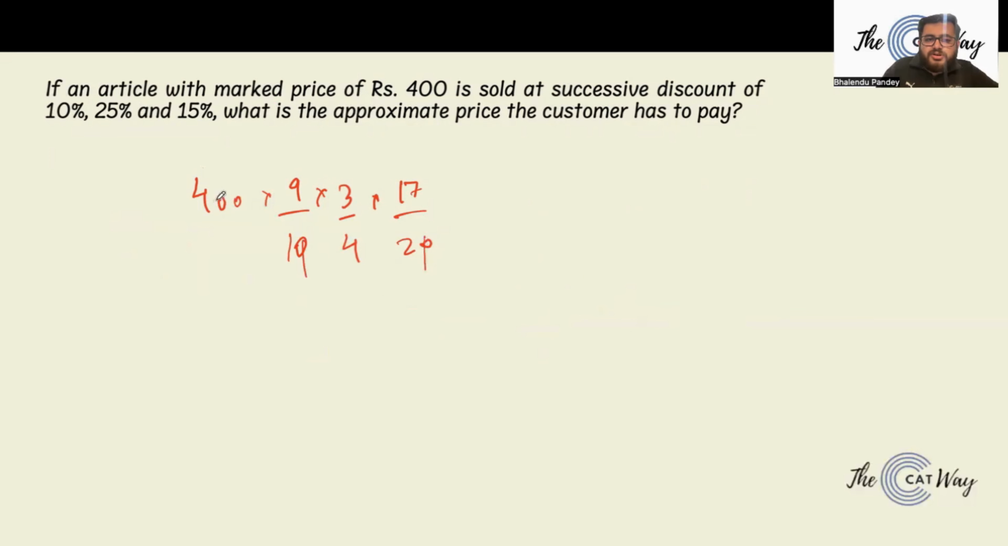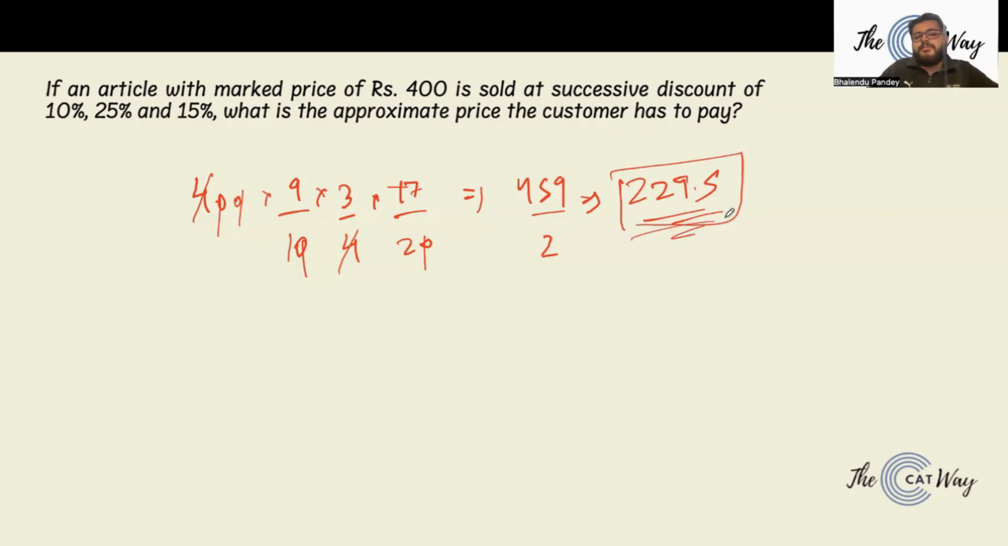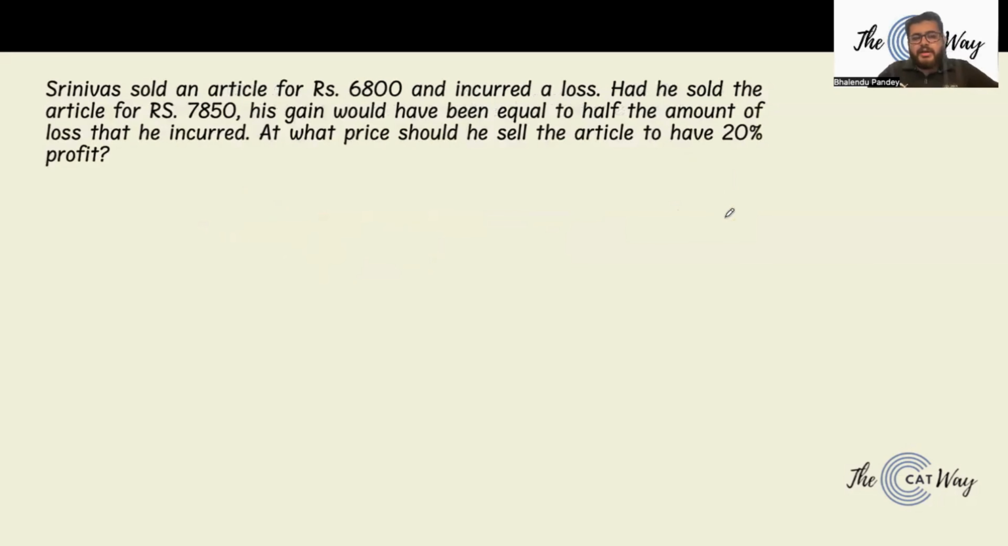0 is gone. 0 is gone. These two zeros are gone. Right? 4 by 4 is gone. 17 into 3, 51. 51 into 9 will be what? 51 multiplied by 9. 510 minus 50, 460, 459. 459 divided by 2 is nothing but 229.5. So this is the price that the customer will have to pay, and this is going to be my correct answer. Right? Let's move ahead.